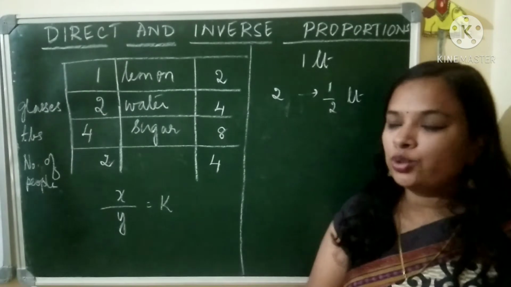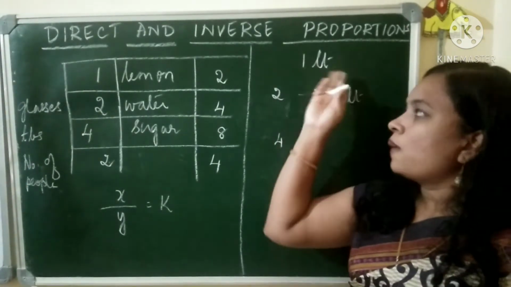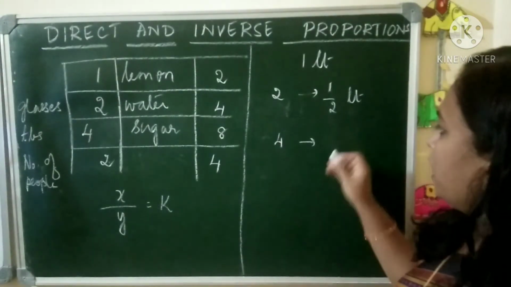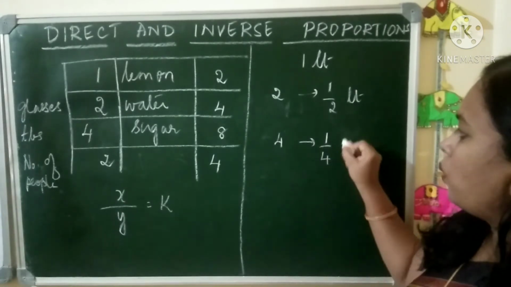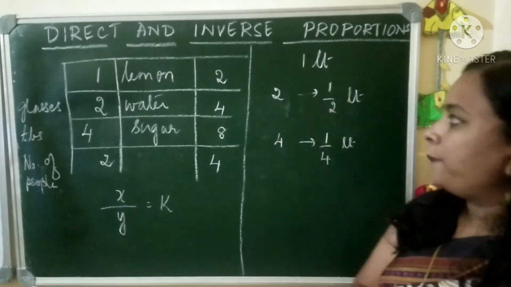Now instead of 2 people, if 4 people are arriving, the same 1 liter will be divided among 4 people, right? So each one will get a quarter liter, right? So now what is happening here?